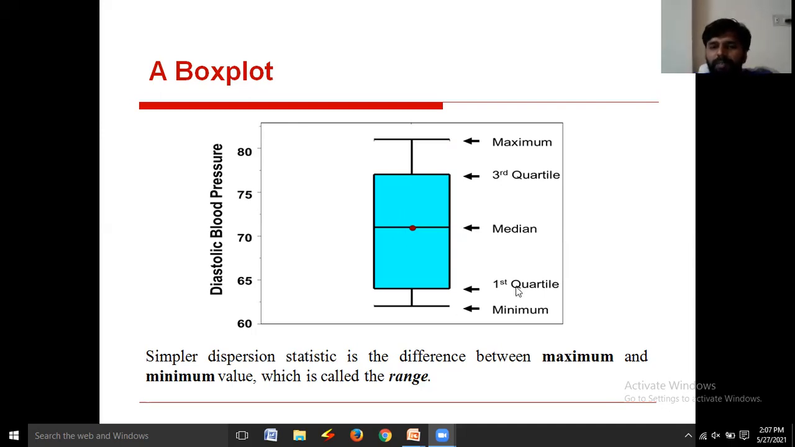And coming to the first quartile and third quartile. The first quartile indicates the 25th percentile.